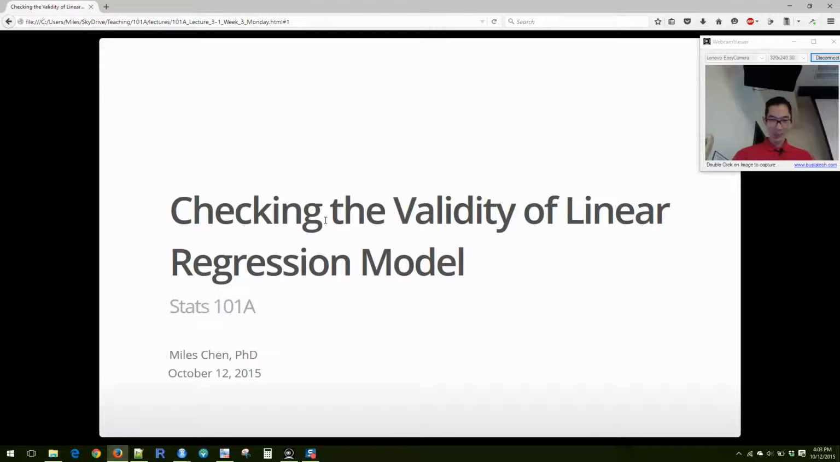Welcome back. Week 3, and we are going to spend time checking the validity of, I guess, a linear regression model. And there should be an S or an A here, an S there or an A there, but whatever. Okay.